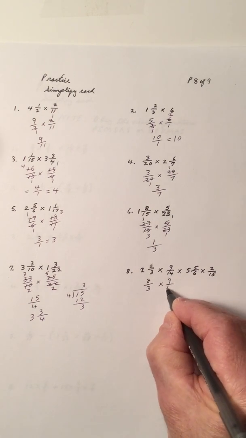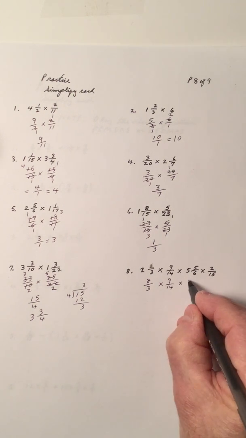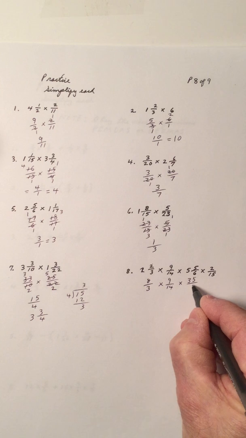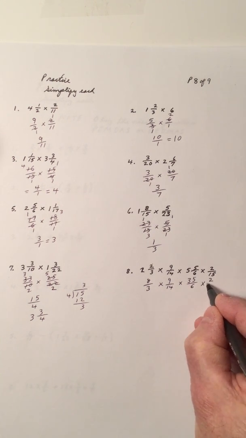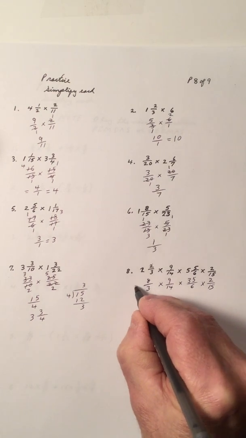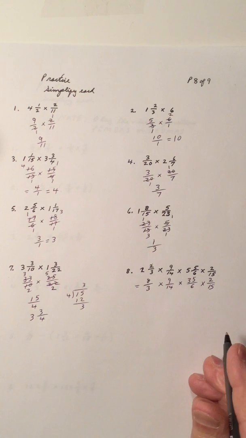All multiplications look difficult, but 6 plus 2 is 8. Don't have to change. 9 over 14. 30 plus 5 is 35 over 6. Notice 5 times 6 plus 5. Don't have to change. So I have the mixed number changed to an improper fraction.